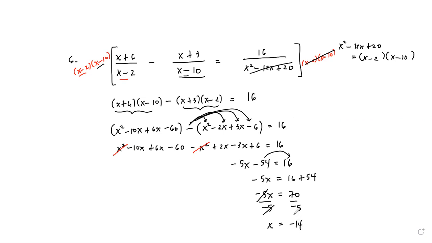So if we check this negative 14, if you substitute it in our denominators, negative 14 minus 2 is negative 16, so that's not 0. Negative 14 minus 10 is negative 24, it's also not 0. And then since the factors of x squared minus 12x plus 20 are x minus 2 and x minus 10, substituting negative 14 to these x's will not give us a 0. So definitely x equals negative 14 is our solution to the equation.